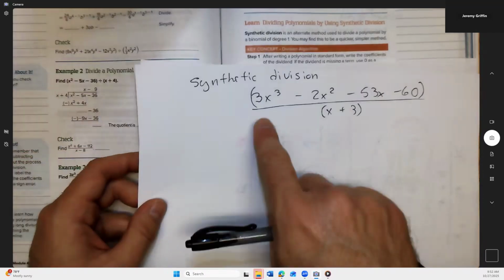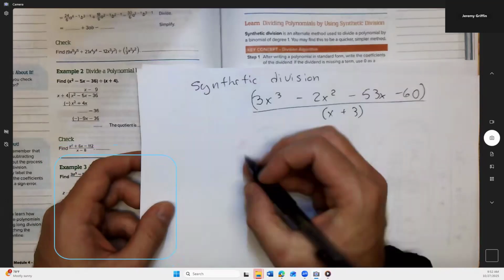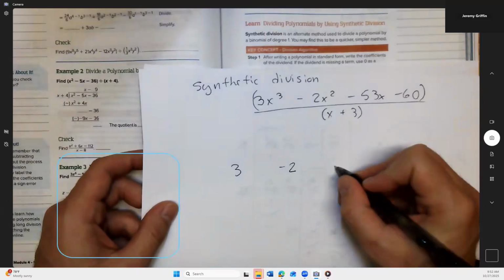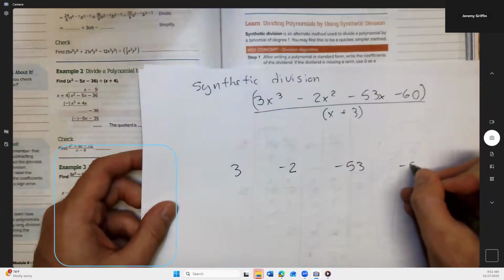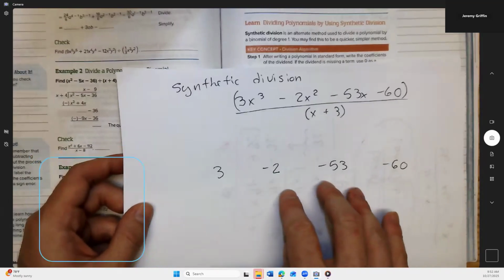Right? What I'm going to do is I'm just going to take the coefficients on each of these terms. So that looks like a 3, that's a negative 2, that's a negative 53, and that's a negative 60 for a constant. Okay, and just list this out. Notice I haven't even written anything about x. I just throw out the coefficients.